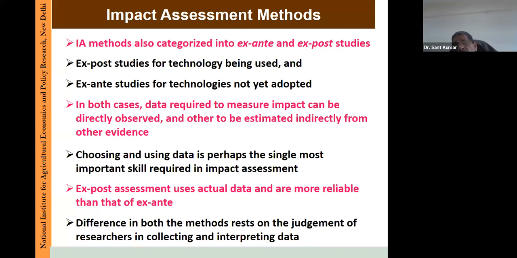In both the cases, data required to measure the impact can be directly observed, and the others to be estimated indirectly from the other evidence. Choosing and using the data is perhaps the single most important skill required in the impact assessment. Ex post assessment uses the actual data and is more reliable than that of the ex ante. Difference in both methods is based on the judgment of the researchers and interpretation of the data.